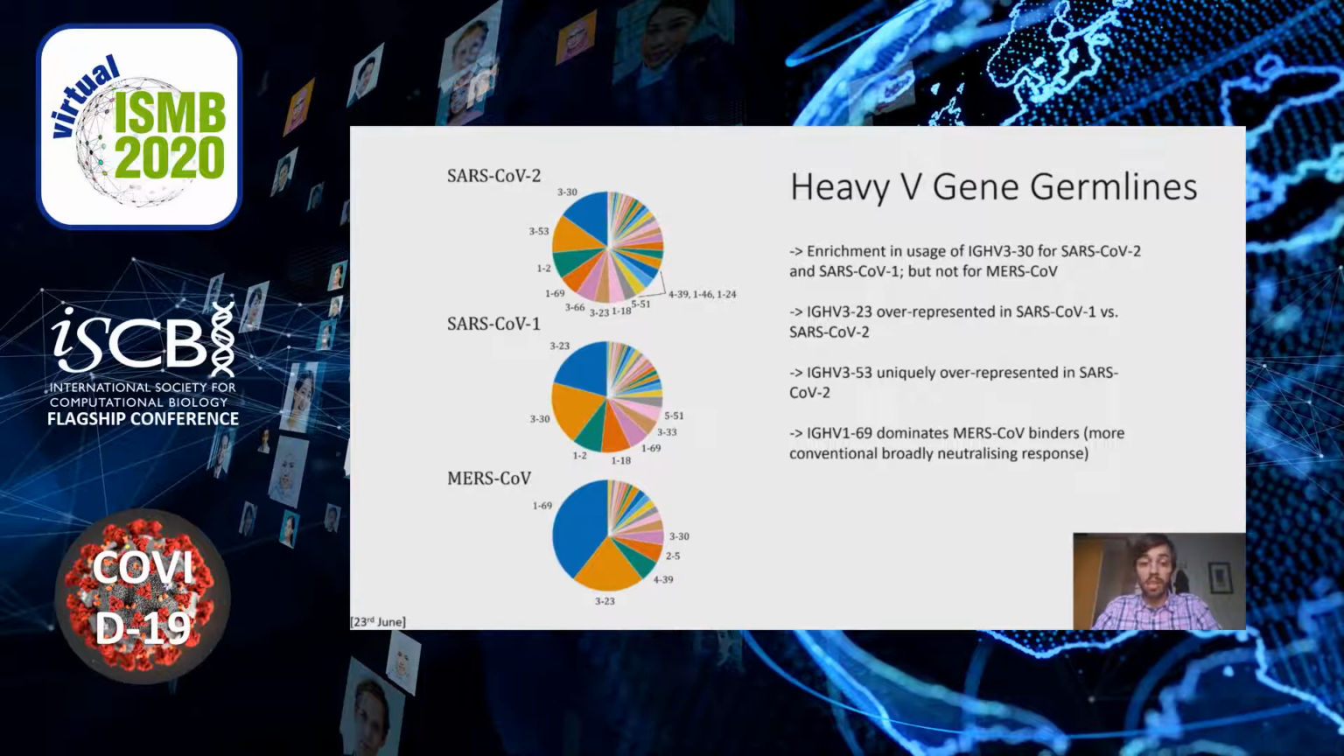In fact, the IGHV3-53, which is overrepresented in SARS-CoV-2, and for which we searched the coronavirus database just a couple of minutes ago, has actually been structurally characterized now in several studies. And this looks like it's a CoV-2 unique epitope. MERS coronavirus, on the other hand, has a more classically broadly neutralizing response that's reminiscent of hemagglutinin response to flu, and it uses the IGHV1-69 germline extensively.